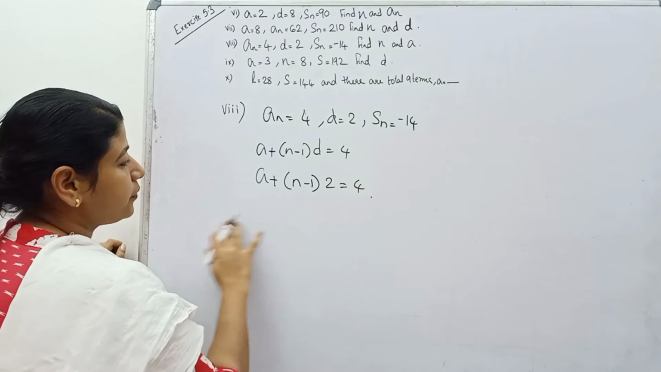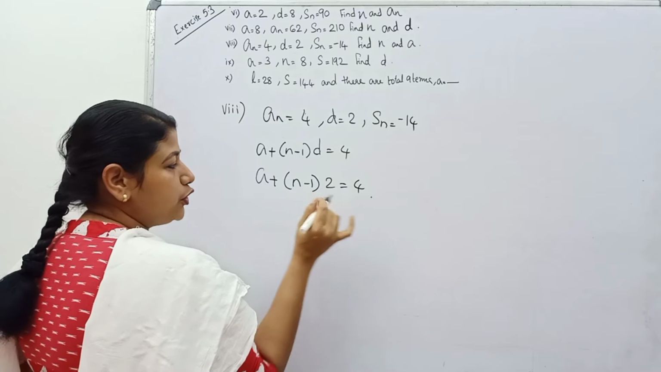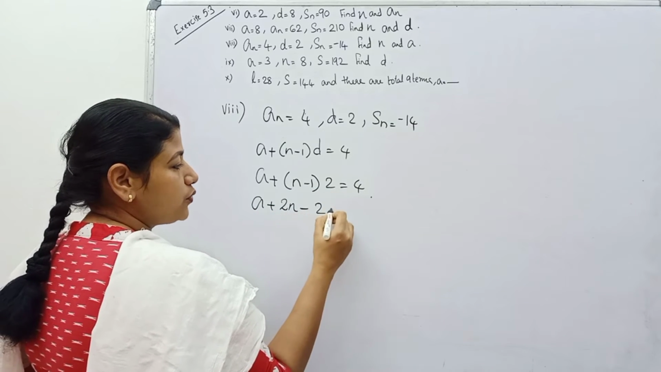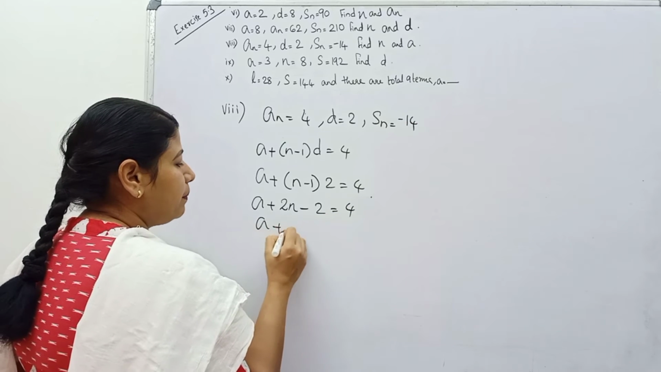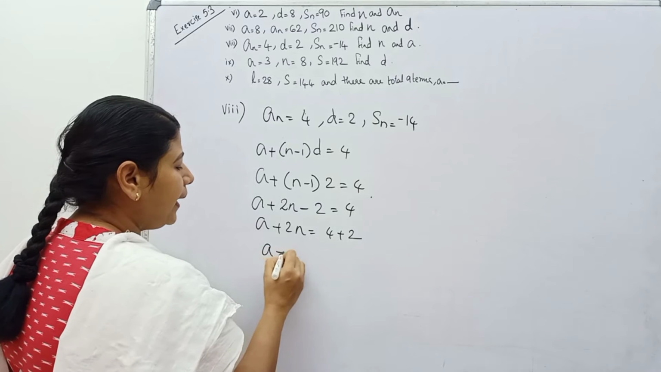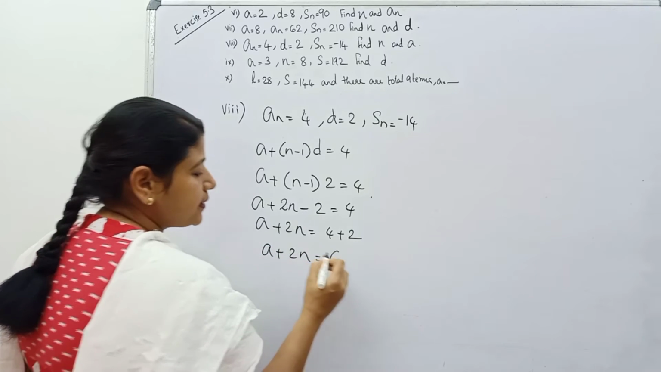Multiply this, n minus 1 into 2. That is a plus 2 into n is 2n, minus 2 into 1 is 2, equal to 4. Or a plus 2n equal to 4 plus 2, that is a plus 2n is 6.